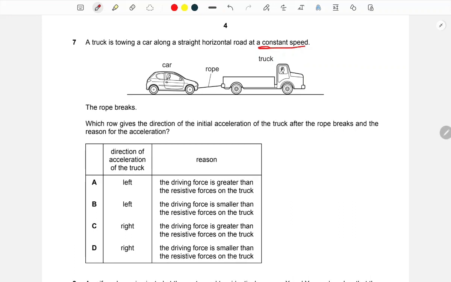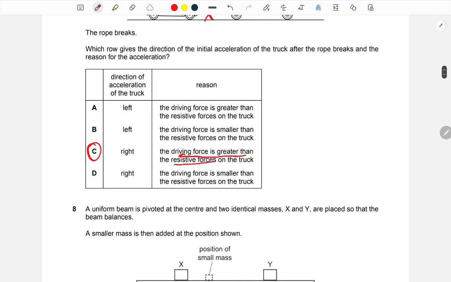So in this question, if this rope over here breaks, that means this truck would move to the right with an increasing speed. This is because once the car is separated from the truck, there would be less drag force or less friction. So our choice is going to be C. It's going to move to the right, and the driving force is greater than the resistive force. So our answer is C.